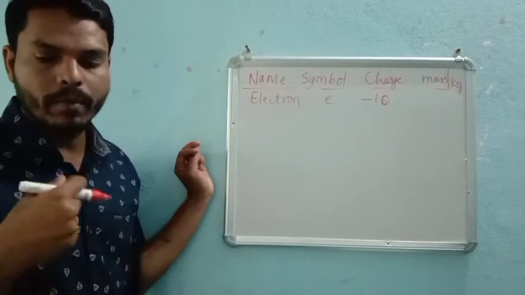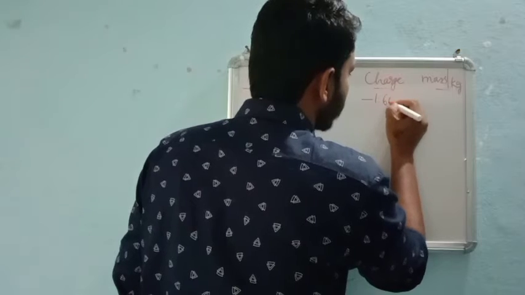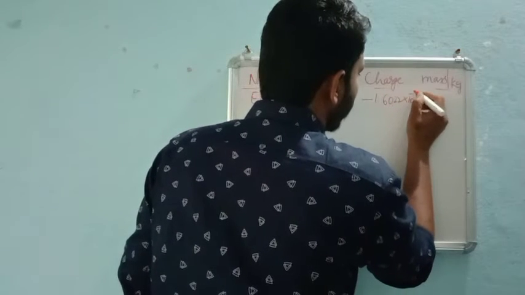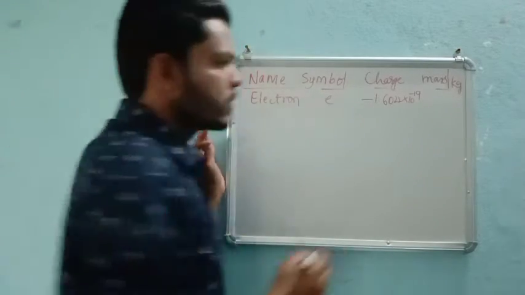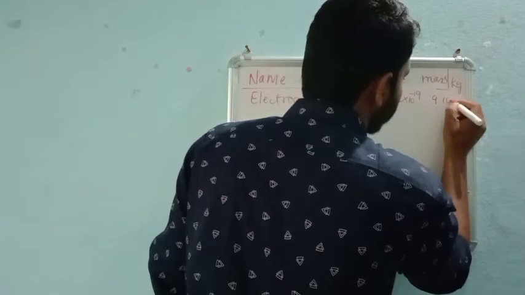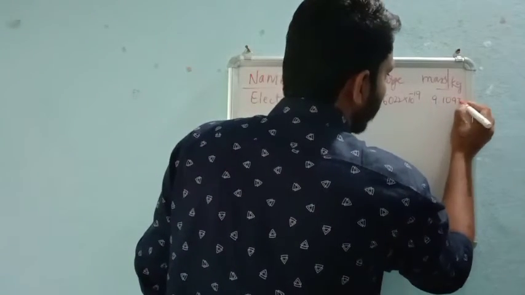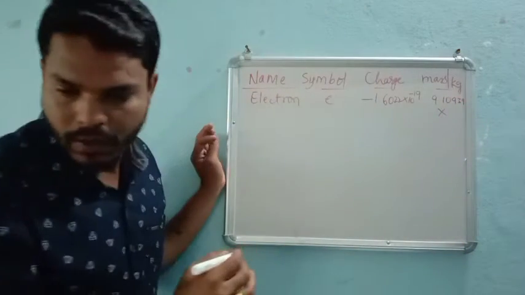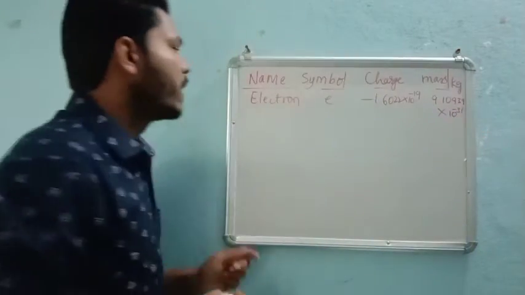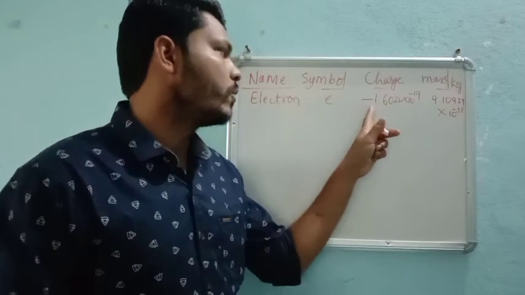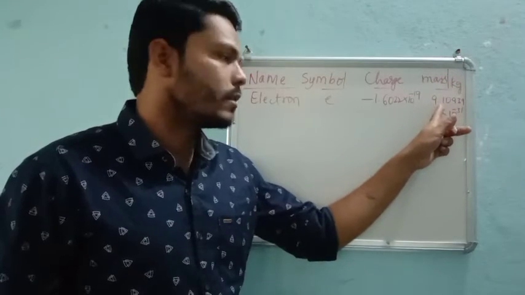1.6022 into 10 to the power minus 19, and mass is 9.10939 into 10 to the power minus 31. This is the mass of the electron. Charge is negative, and here the mass in kg is this much.